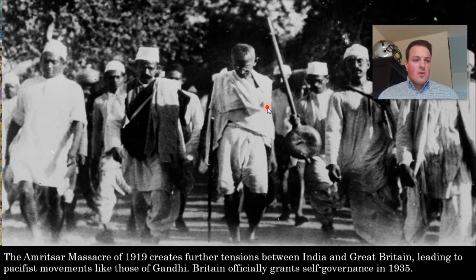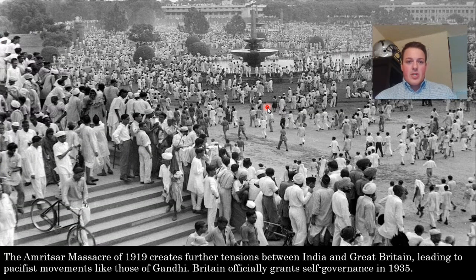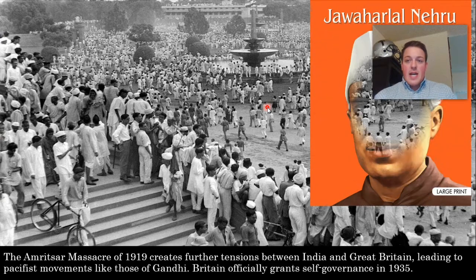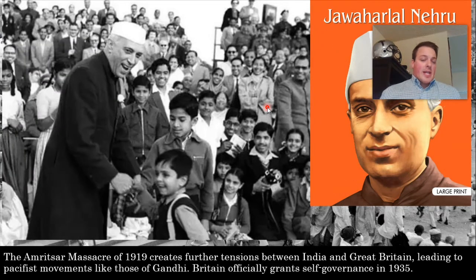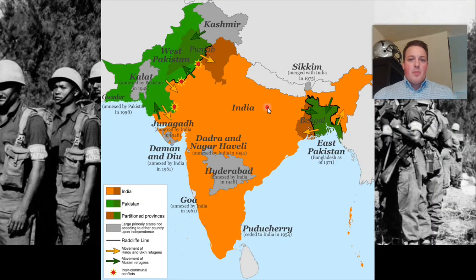And finally, in 1935, just before World War II, India gets itself governance. And you can see that celebration going on there. Their first prime minister is this guy, Jawaharlal Nehru, who is very successful in creating an independent Indian state that governs itself. No British involvement, no Western involvement. It is self-governing. However, if you look at the map, you might notice something a little bit different. What was India is much smaller now.